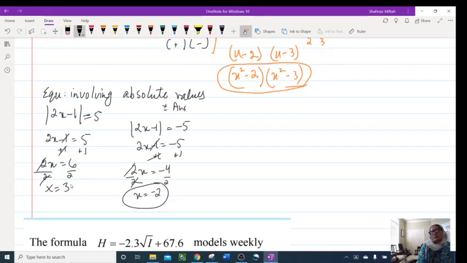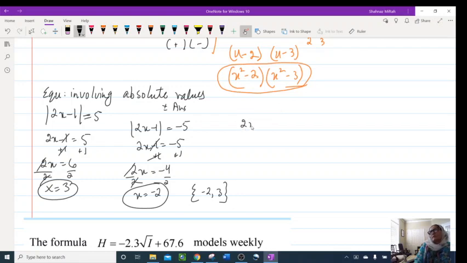I have this answer, and I have this answer. So the solution set is negative 2 and 3. Remember, in sets, we always put the smallest number first and then the biggest number. Okay, there is one more thing about absolute value equations.